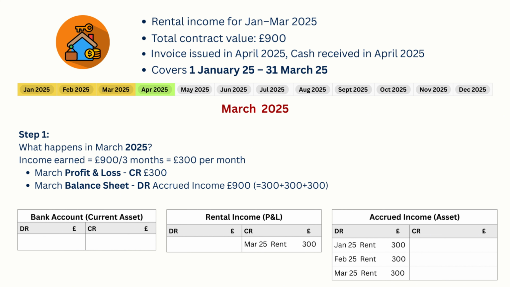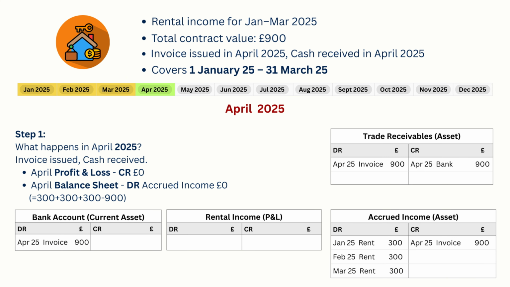Now let's look at March. The business earns the final £300 of income for this contract. Once again, we recognise the income in profit and loss because it has been earned. Accrued income increases again, and by the end of March it totals £900. At this point, the business has earned all of the income.